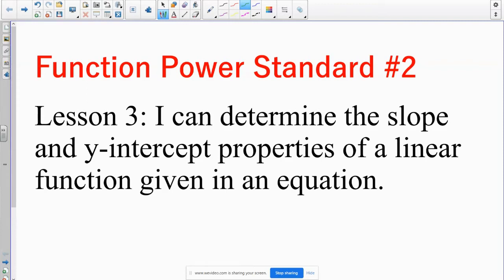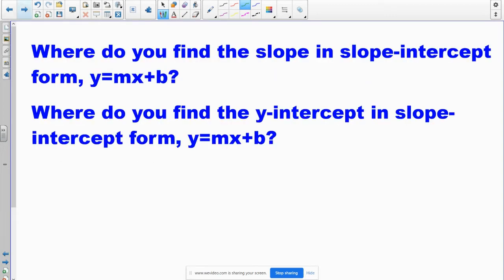So, next lesson in Power Standard number 2 of the functions, we are going to again determine the slope and the y-intercept of the properties of a linear line, but this time when we're given an equation. So, last lesson we looked at graphs. This lesson we're going to look at equations. Two questions I want you to ask yourself: where do I find the slope in the slope-intercept form?